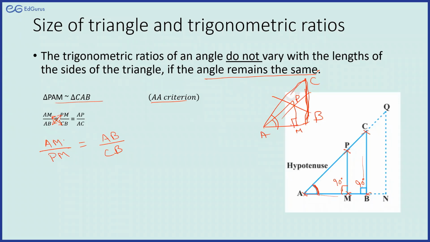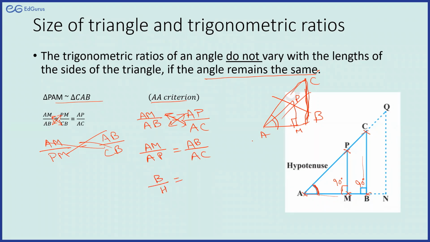Or let's do it with another one. So I have AM upon AB is equal to AP upon AC, right? First and the third. Now I cross these, take these to other side. So AM upon AP is equal to AB upon AC, right? And what is AM? AM is base, AP is hypotenuse. And in this bigger triangle, ABC, AB is base and AC is hypotenuse.